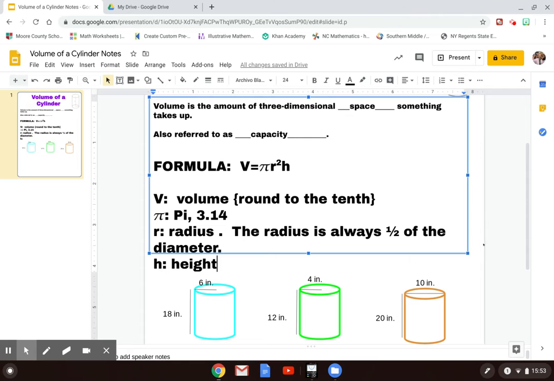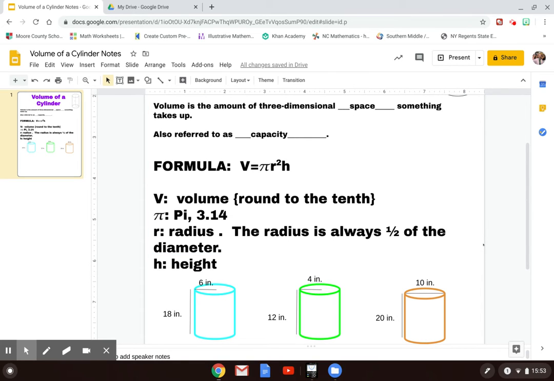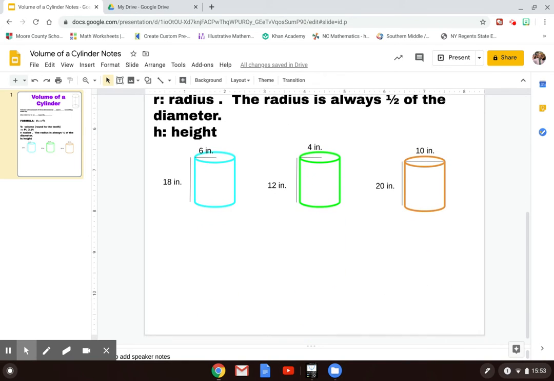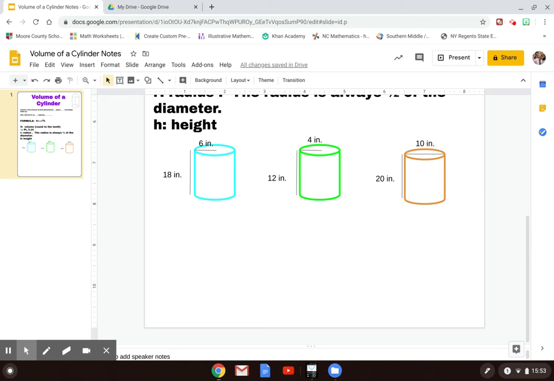So that's our basic volume formula that we're going to begin with today: volume equals pi r squared times the height, where V is the volume, pi is 3.14, r is the radius, and h is the height. Let's move to our three examples down below. I would like for you to do these examples in your notebook or whatever you're doing notes on, and let me see them when you're done so I can see that you understand how to do volume.